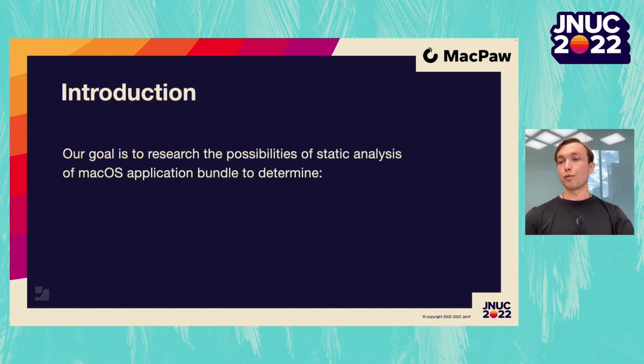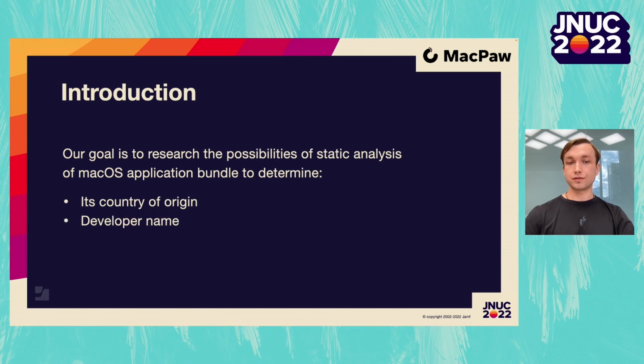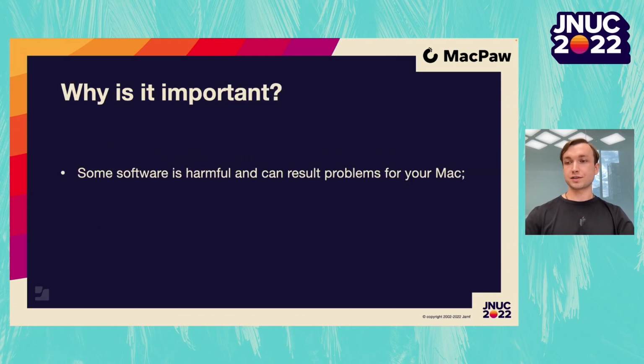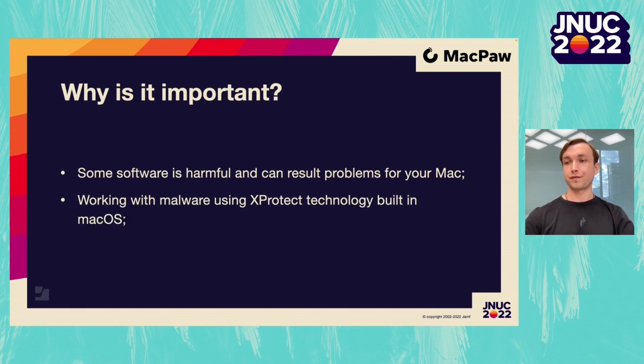So, let's begin. We will start from the introduction. Our goal is to research the possibilities of static analysis of macOS application bundle to determine the country of origin, developer name, and territorial affiliation. But why is it so important for us? Because some software is harmful and can cause problems for your Mac. You may think that you could define whether an app is malware or not. I hope we'll succeed. This kind of apps really looks very strange.